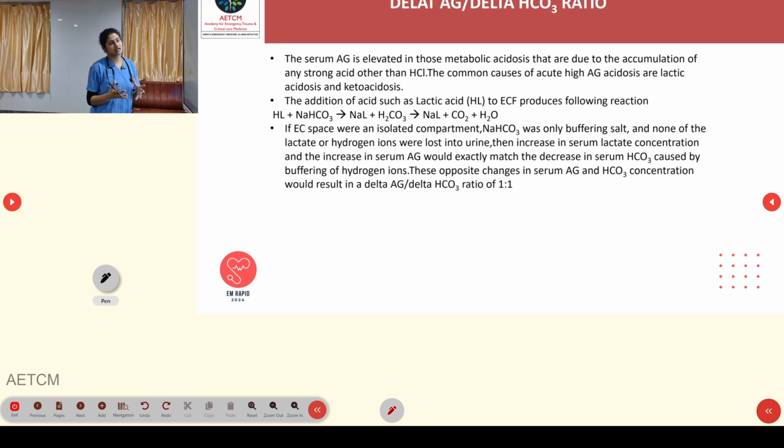So, if you are thinking that our extracellular space is an isolated component and only the sodium bicarbonate is the only buffering salt in that space, and none of the lactate or hydrogen ions are lost through the urine, then the increase in serum lactate concentration and increase in serum anion gap would exactly match the decrease in serum bicarbonate caused by the buffering of hydrogen ions. These opposite changes in serum anion gap and bicarbonate concentration would result in a delta anion gap by delta bicarbonate ratio of 1:1.